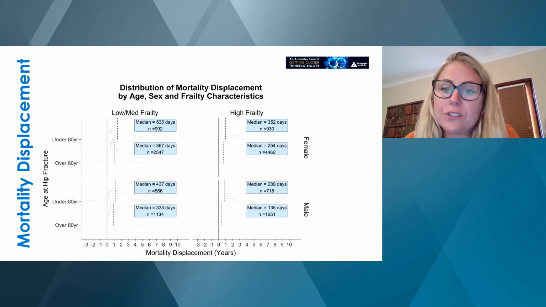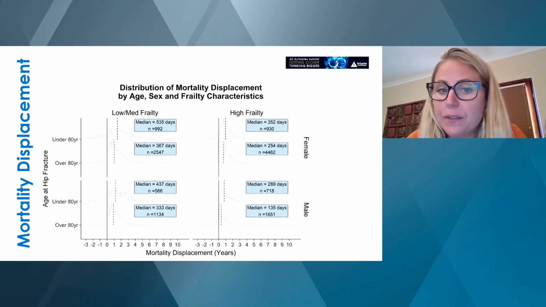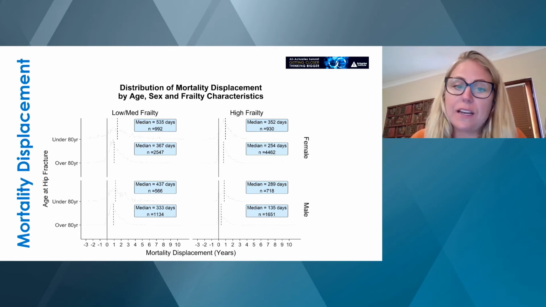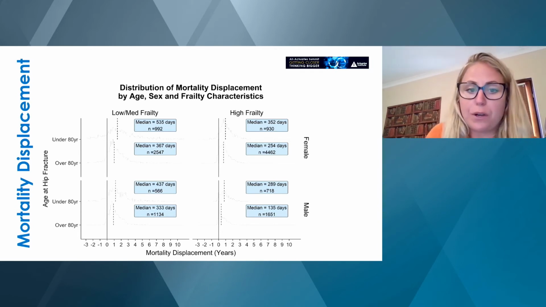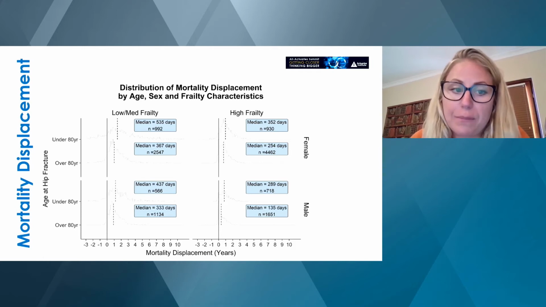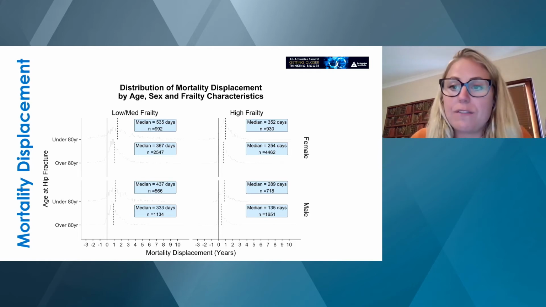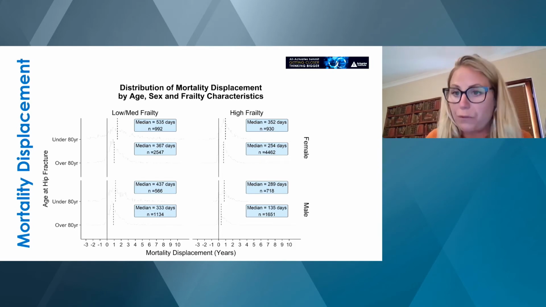We see a distribution of mortality displacement by age, sex and frailty here. If you see up in the top of each box, you see the median. That's the number of days that these people's lives were displaced for that particular group. So for females under 80 in a low frailty within our hip fracture data, we saw a median of 535 days of displacement of life. So that was their death was brought forward.